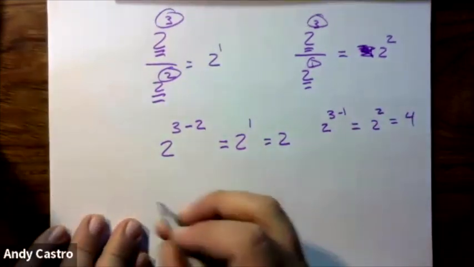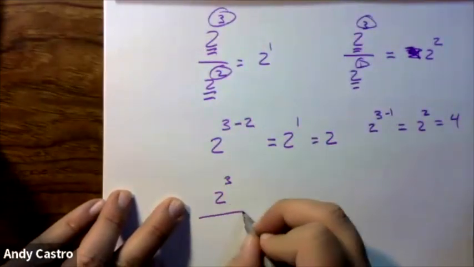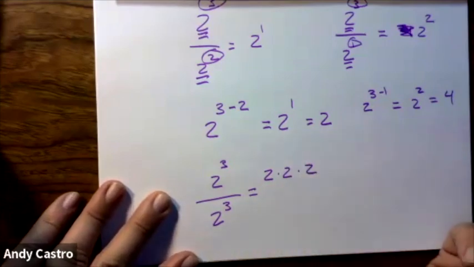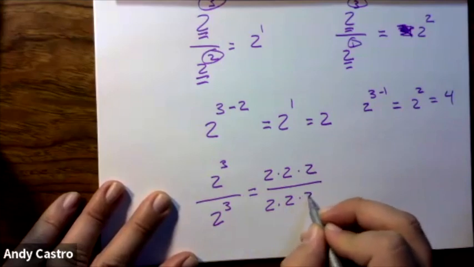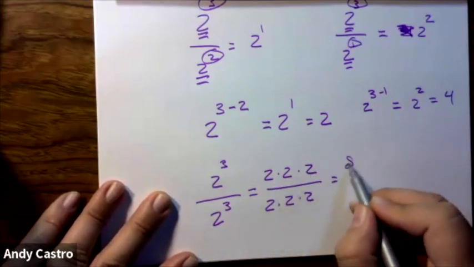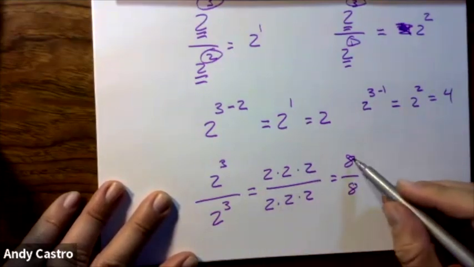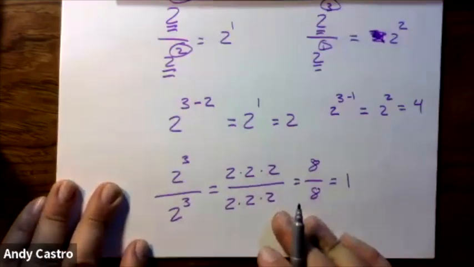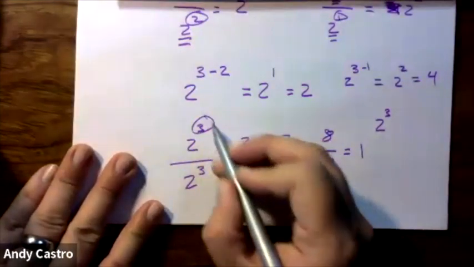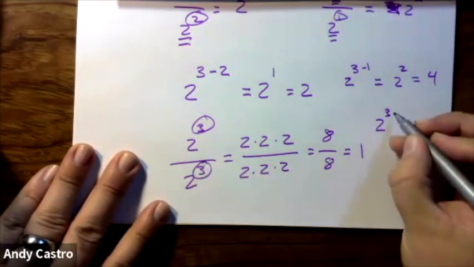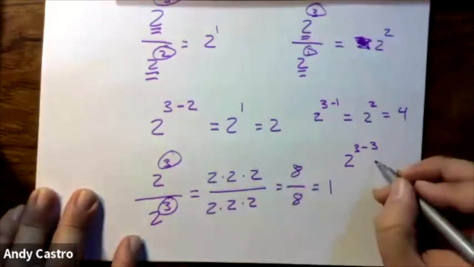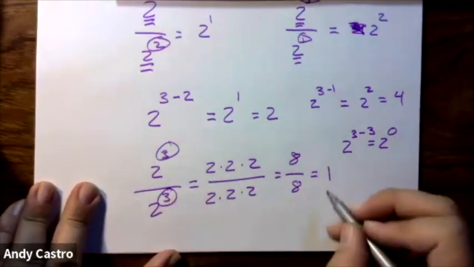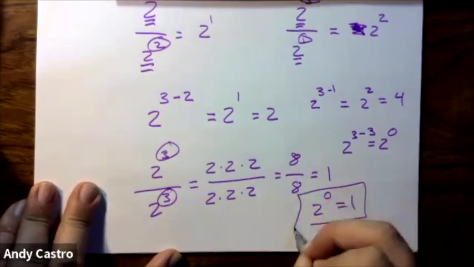Good. So when I have 2 to the third over 2 to the third, watch what happens. The top is 2 times 2 times 2. The bottom is 2 times 2 times 2. The top is 8, and the bottom is 8. 8 divided by 8 is 1. Now let's look at it from the exponent perspective. 2 to the third, divided by 2 to the third. So that's 3 minus 3. 2 to the 3 minus 3 is 2 to the 0. So that's where we get that 2 to the 0 is equal to 1.